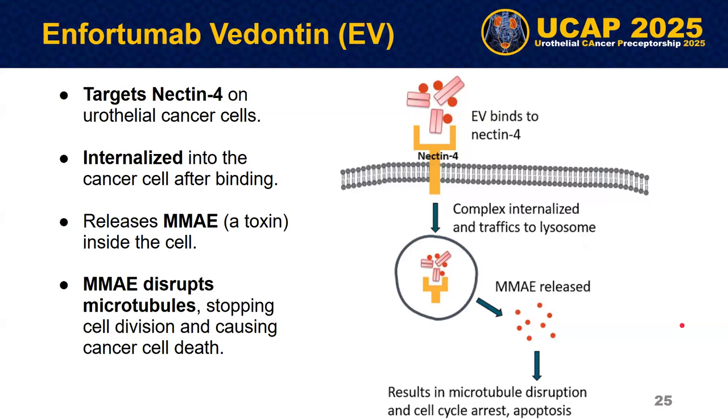So let's talk about enfortumab vedotin or EV. As we know, Nectin-4 is expressed widely in urothelial cancer cells, but low in normal tissues. So as you can see here, EV actually binds to the protein Nectin-4 and internalizes and traffics to lysosome intracellularly, and then releases this toxic payload called MMAE. And this MMAE actually causes microtubule disruption and also cell cycle arrest, leading to apoptosis and cell death.